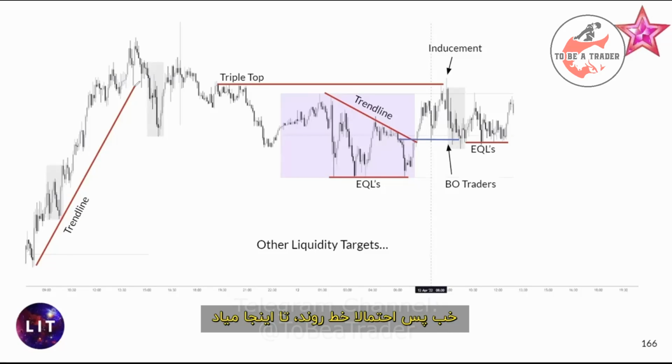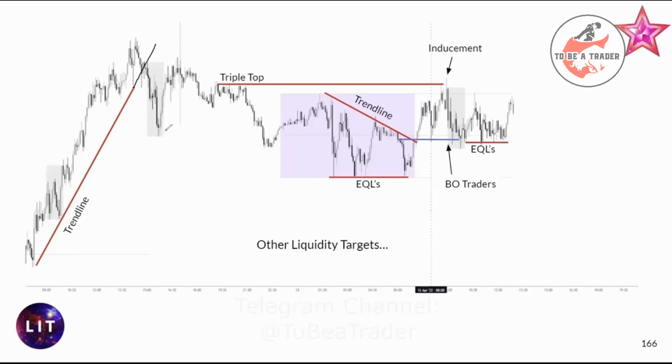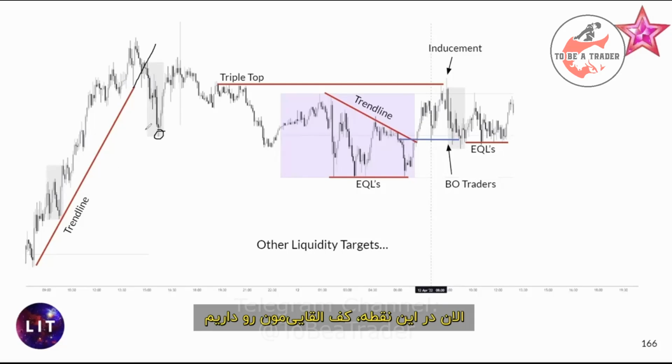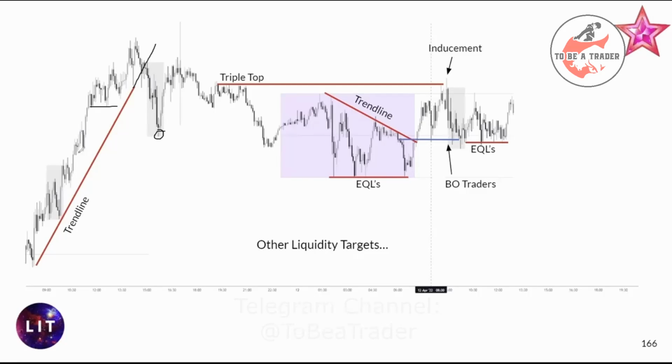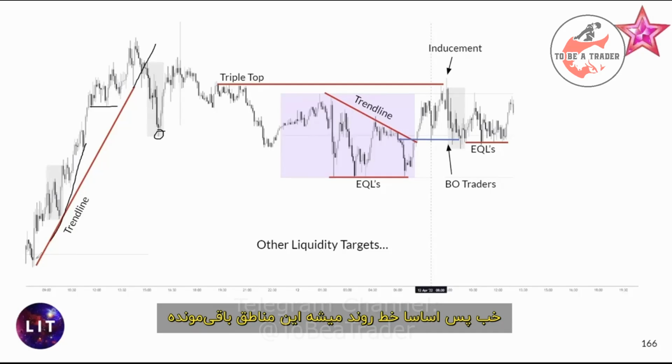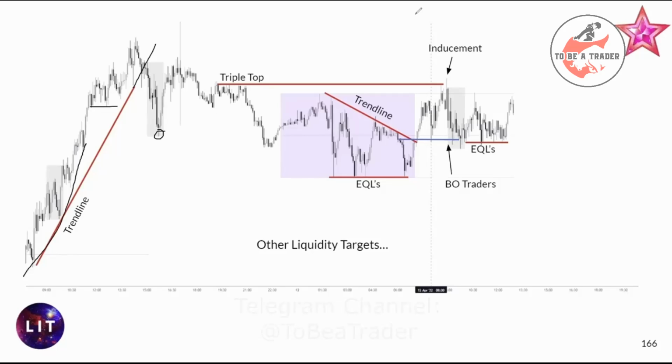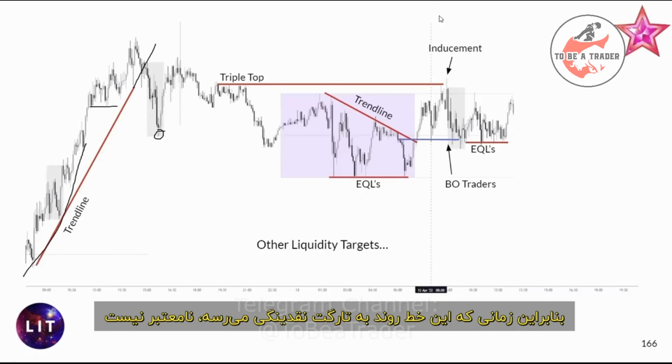So likely, of course, the trend line here, what happens is already at this point, we've had our inducement low taking out this. So essentially, of course, the trend line being these remainder areas. So it's not an invalid trend line when it comes to a liquidity target.